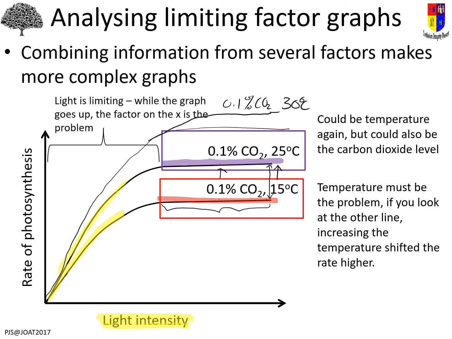But if I had a line that basically followed the same path as the second one, and I'd said 30 degrees, you're like, well, it's not temperature then, it must have been the carbon dioxide. So you would need more information. So just have a look at these ones that come up in the past papers, make sure you're happy with it. But the most important thing is the idea that if it's going up, it's the thing on the X, and if it's going flat, it's something else. And you only have three things that potentially could be there. And that's it.